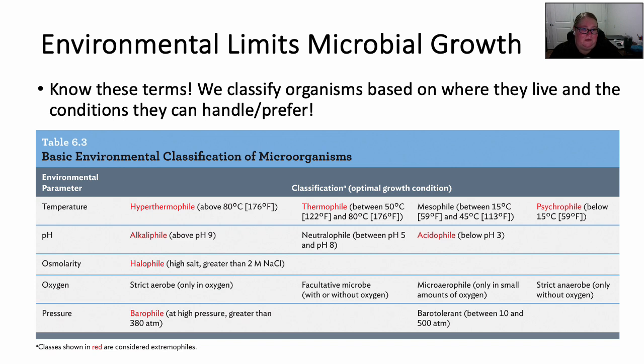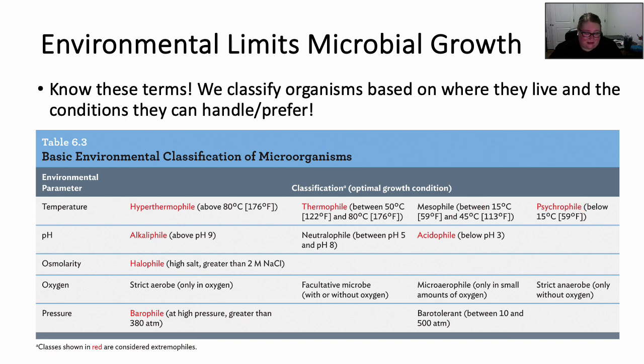Hyperthermophiles are going to live at really extremely hot conditions, so inside volcanoes, by the hydrothermal vents on the ocean floor. They're going to live in areas that are above 100, or 176 degrees Fahrenheit or 80 degrees Celsius. The opposite end of the spectrum, we have the psychrophiles. These are going to live in conditions that are below 15 degrees Celsius, so below 60 degrees Fahrenheit.